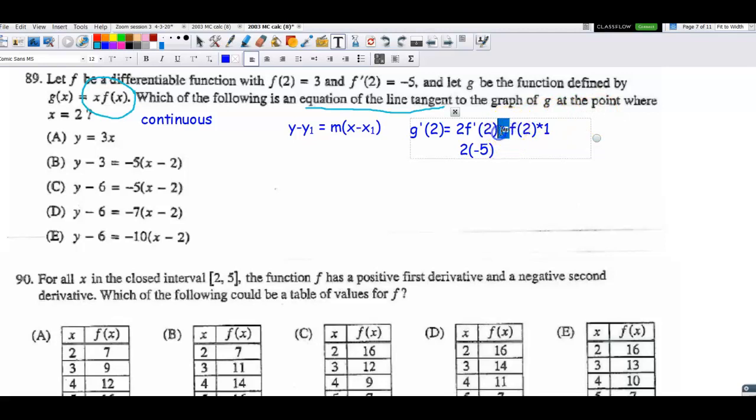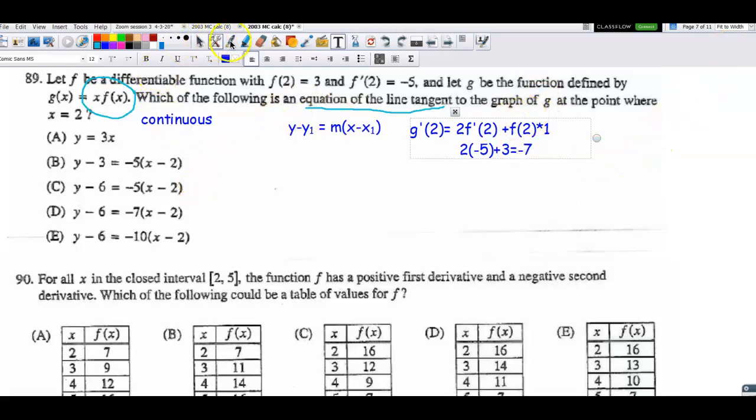I put an equal mark here instead of a plus. I see that now. You probably already saw that. Plus f of 2 is 3 times 1, which is 3. And 2 times negative 5 is negative 10. Negative 10 plus 3 is 7. And it might even be negative 7. That might even be better.